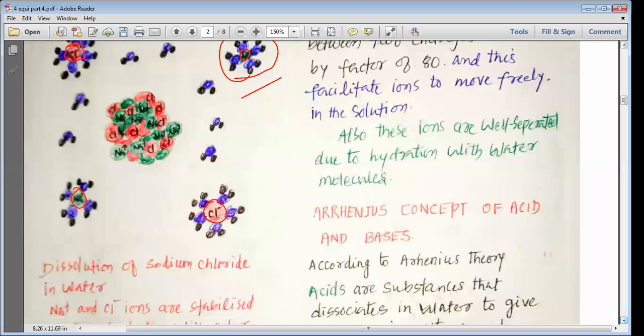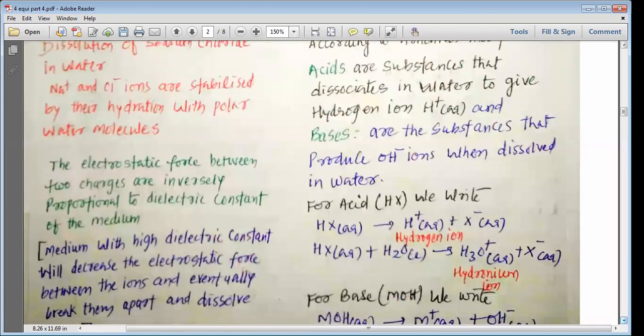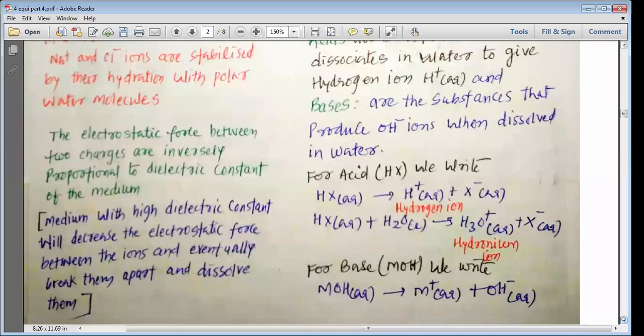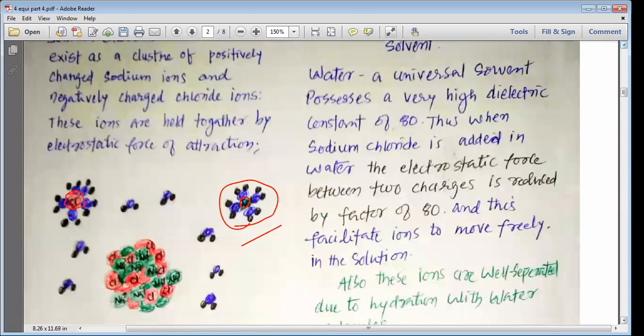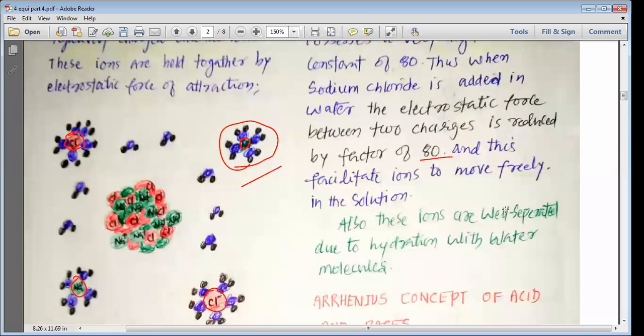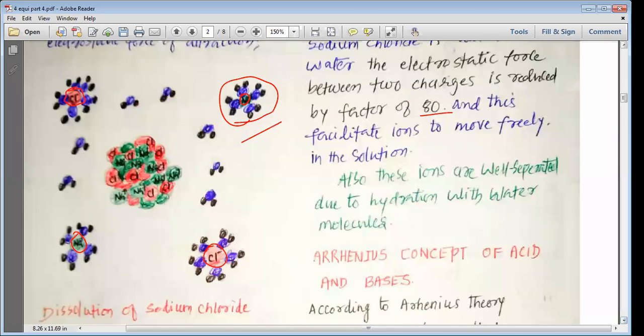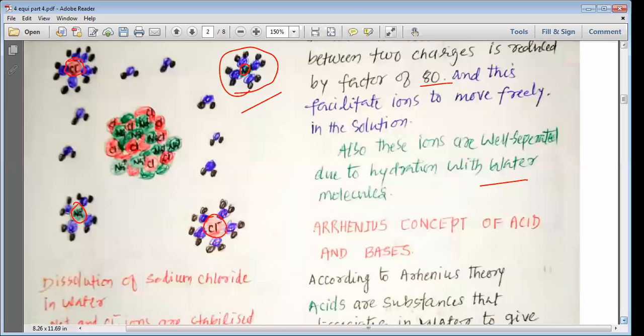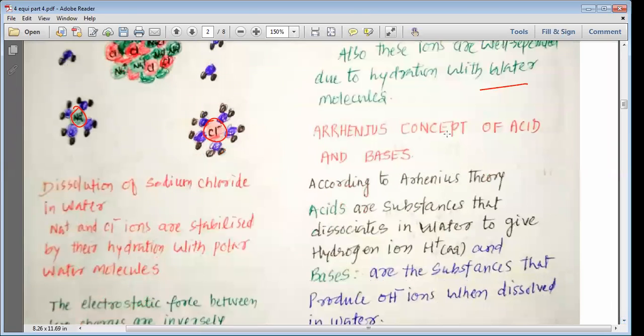Water has a very high dielectric constant, so the electrostatic force of attraction between the ions in an ionic compound is inversely proportional to the dielectric constant. Water has a dielectric constant of almost 80, and that is why when anything is added to water, its force of attraction is reduced by a factor of 80, and thus the substance can be easily dissolved in water. That is why water is called a universal solvent, because almost all things, in smaller or larger quantity, dissolve in water.